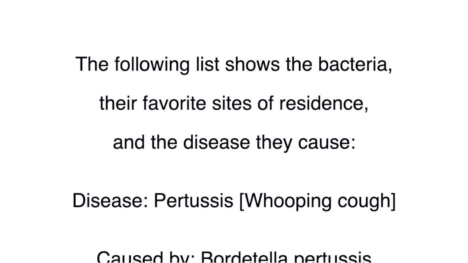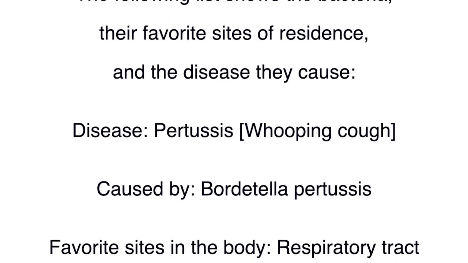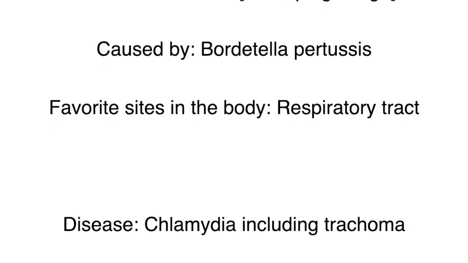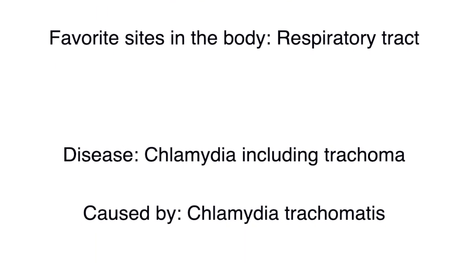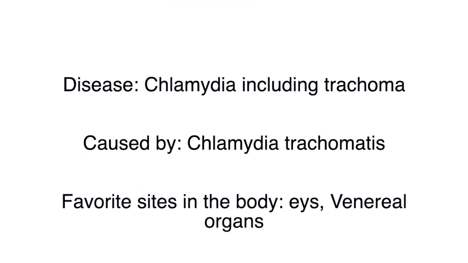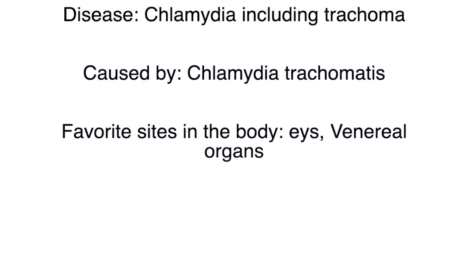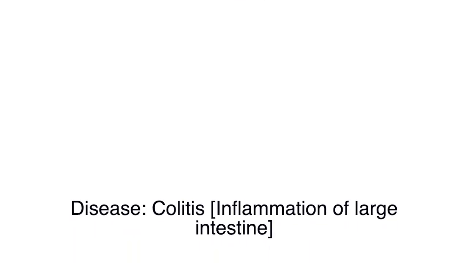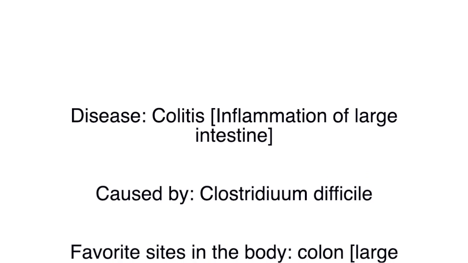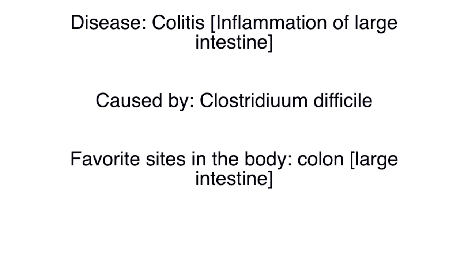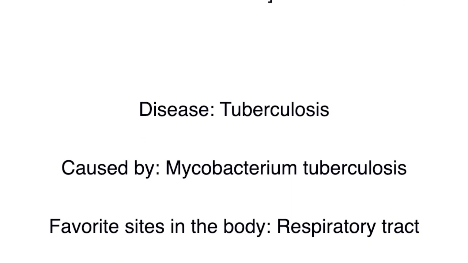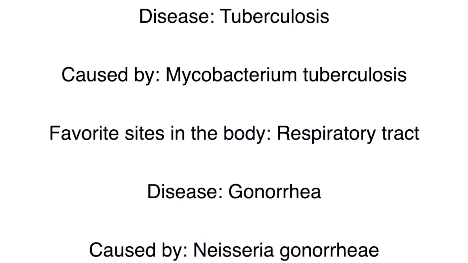The following list shows the bacteria, their favorite sites of residence, and the diseases they cause. Disease, pertussis or whooping cough, caused by Bordetella pertussis. Favorite site, respiratory tract. Disease, chlamydia including trachoma, caused by Chlamydia trachomatis. Favorite sites, eye and venereal organs. Disease, colitis, that is inflammation of the large intestine, caused by Clostridium difficile. Favorite sites, colon, large intestine. Disease, tuberculosis, caused by Mycobacterium tuberculosis. Favorite sites, respiratory tract.